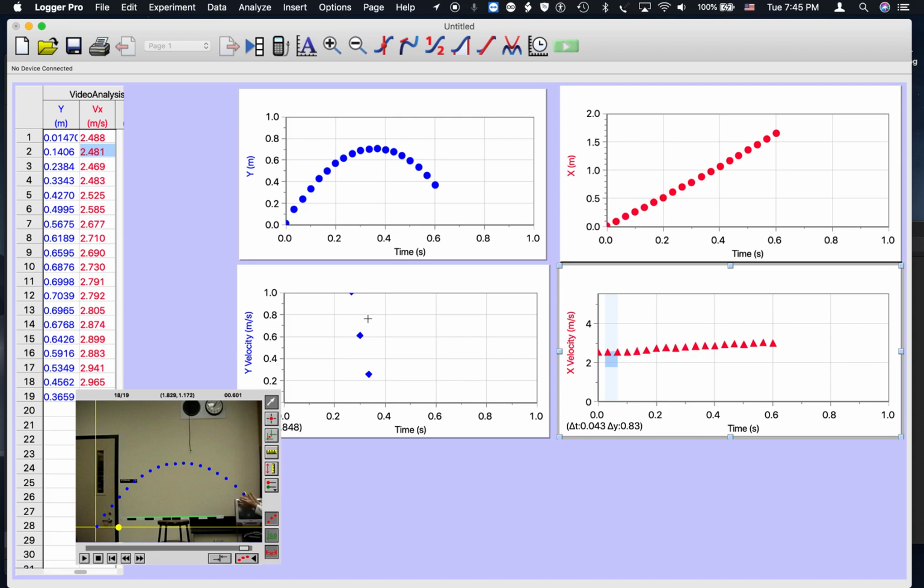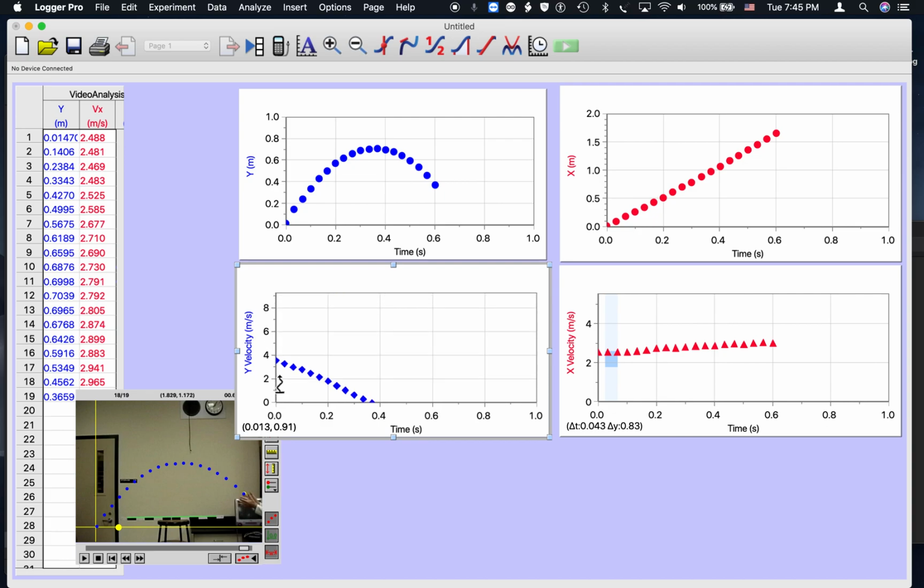Now, the y velocity graph looks weird. You can only see a little bit of data. Let's see if we can find the rest of it. Aha! Early on, what's the ball doing? Well, it has a large positive velocity. That means it's going upwards, yes? But as time goes on, that velocity gets less and less and less.